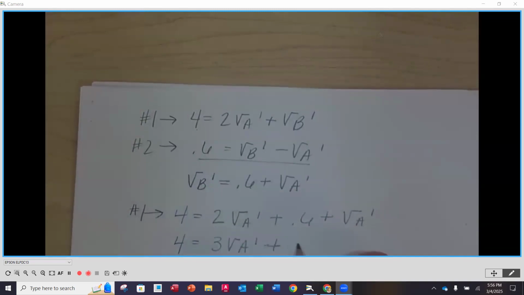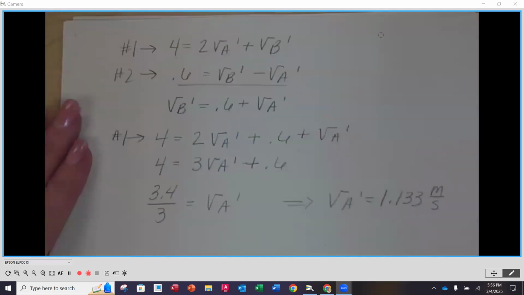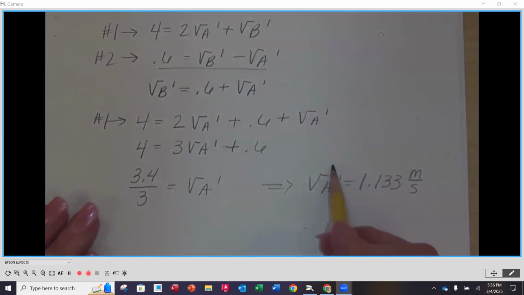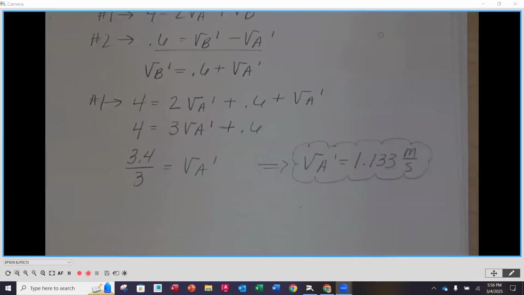Yep, that's exactly 1.133 is what you should get. So I'm just going to write out the work here. Put this on the other side. I'm going to have 3.4 divided by 3 is equal to VA prime. And VA prime is equal to, like Josh said, 1.133 meters per second. Now, I'm going to put a box on this. This is not a final answer, but I do need it on the way, and it will come in handy a little bit later too.